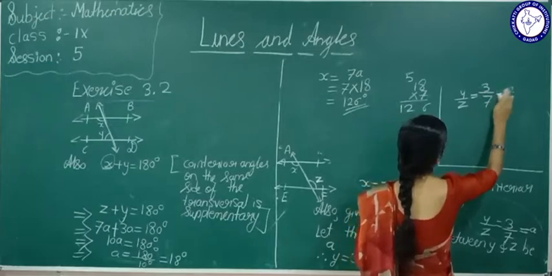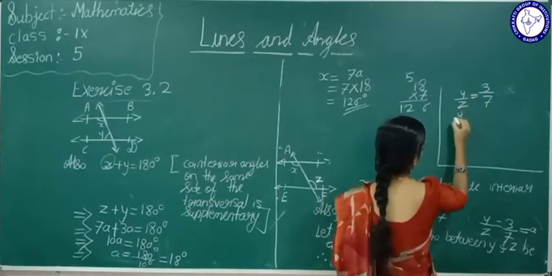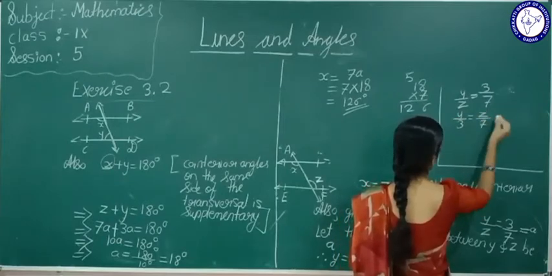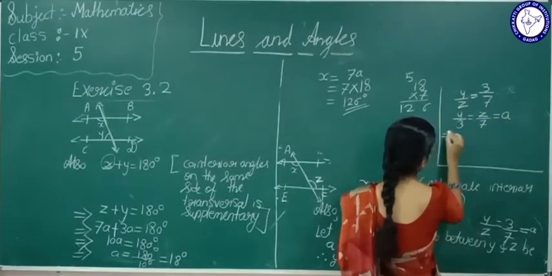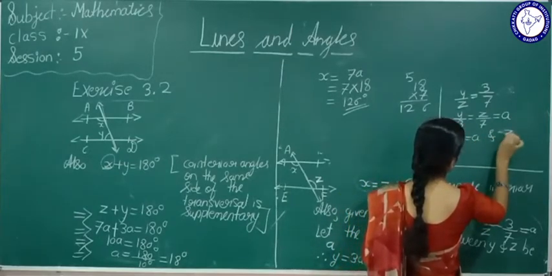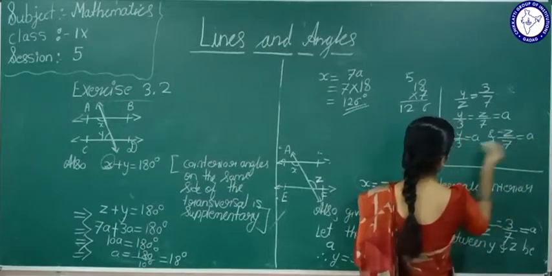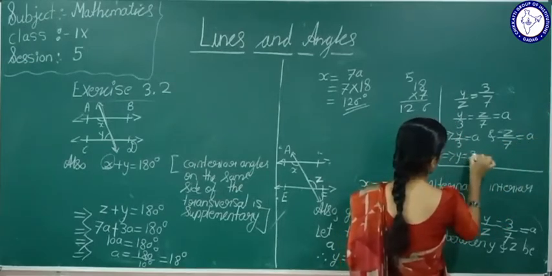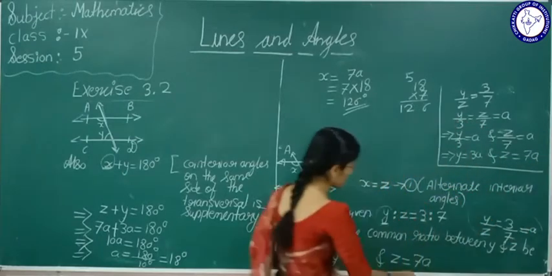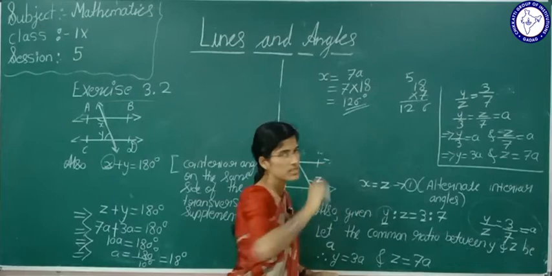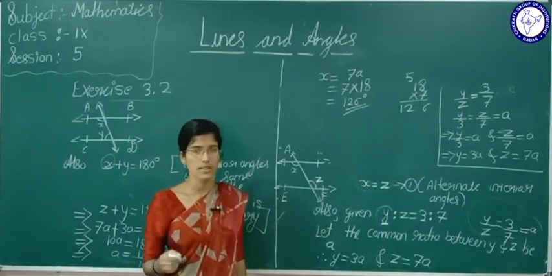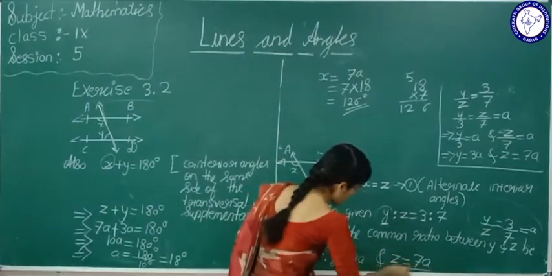Now see here, first we will rearrange this much. Say y by 3 is equal to z by 7 is equal to a. So this implies y by 3 is equal to a and z by 7 is equal to a. So this implies y is equal to 3a and z is equal to 7a. So how this came, I have explained here. Some students have forgotten the concept, I think so. That's why I have revised how I took this.